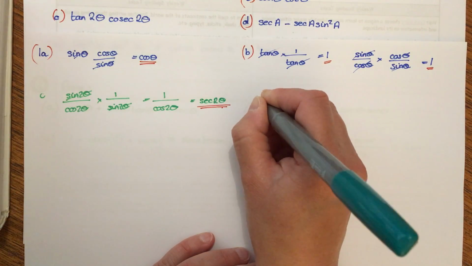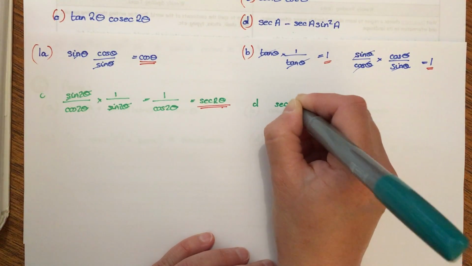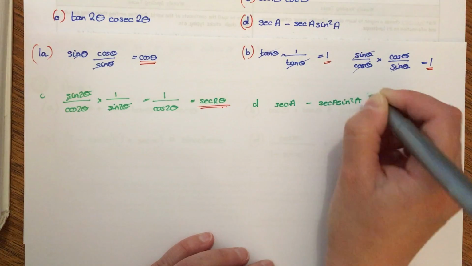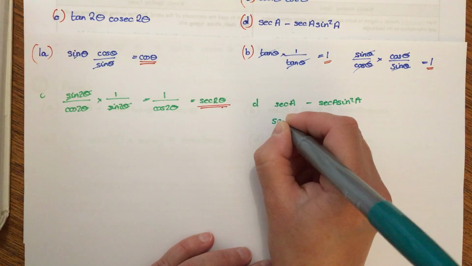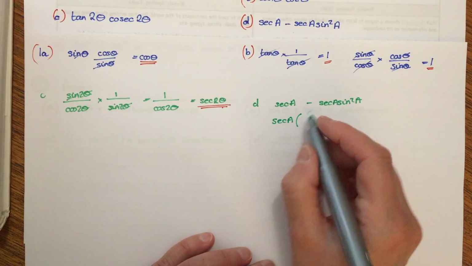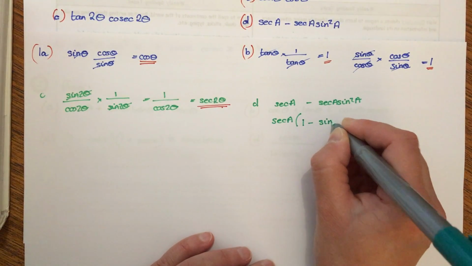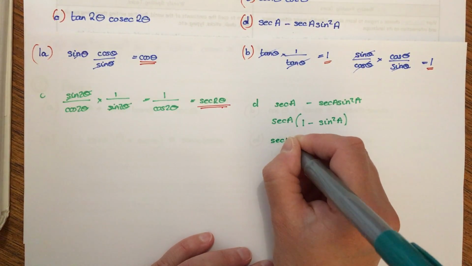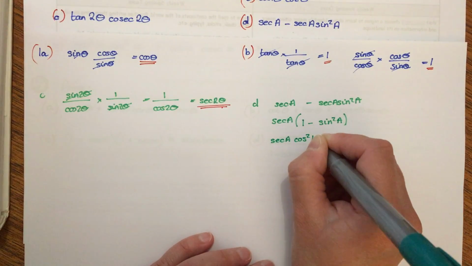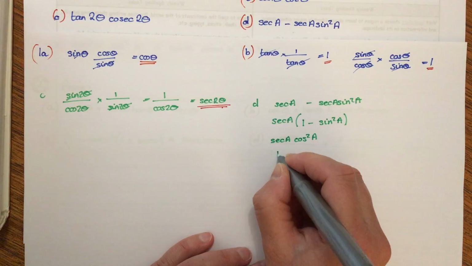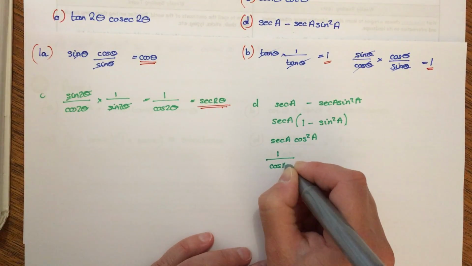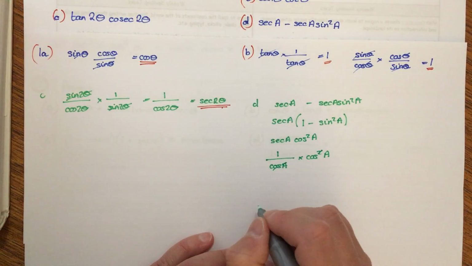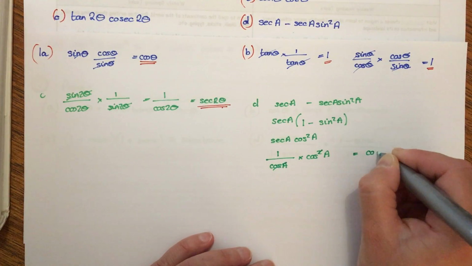For D, sec A minus sec A sine squared A. That's got a common factor. The common factor is sec. So if I take sec A out as a common factor, I'd be left with 1 minus sine squared A. We know that 1 minus sine squared is cos squared, so I'm left with sec A cos squared A. Sec is the reciprocal of cos, so 1 over cos A times cos squared A. That cos there is going to cancel with that cos there, so you are left with cos A.